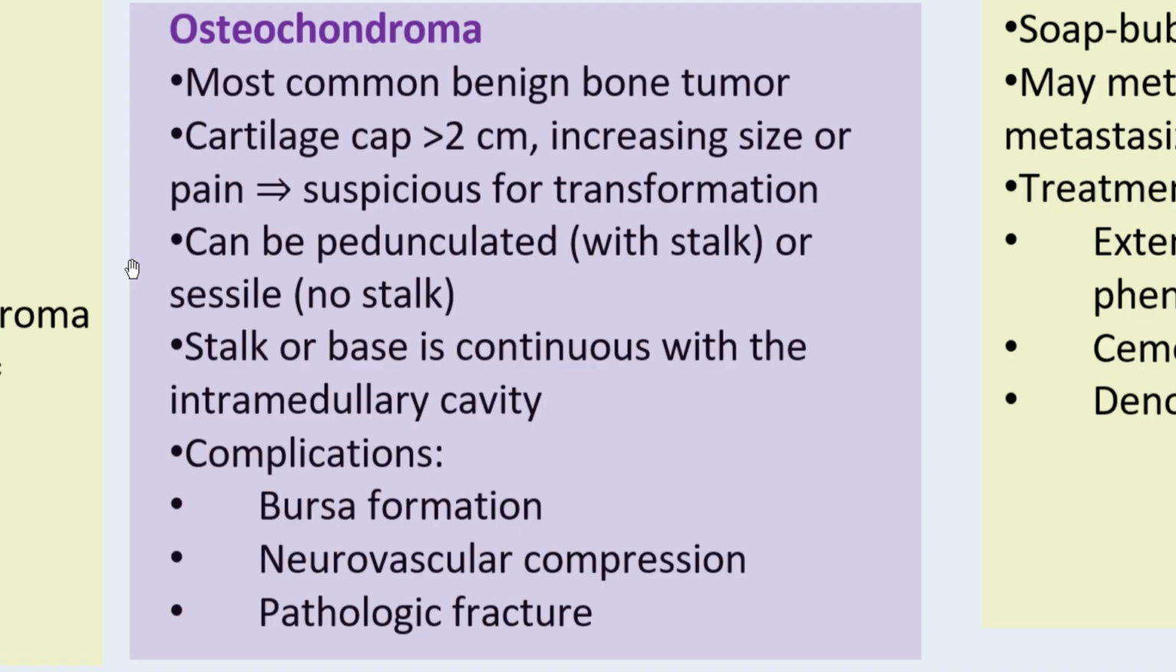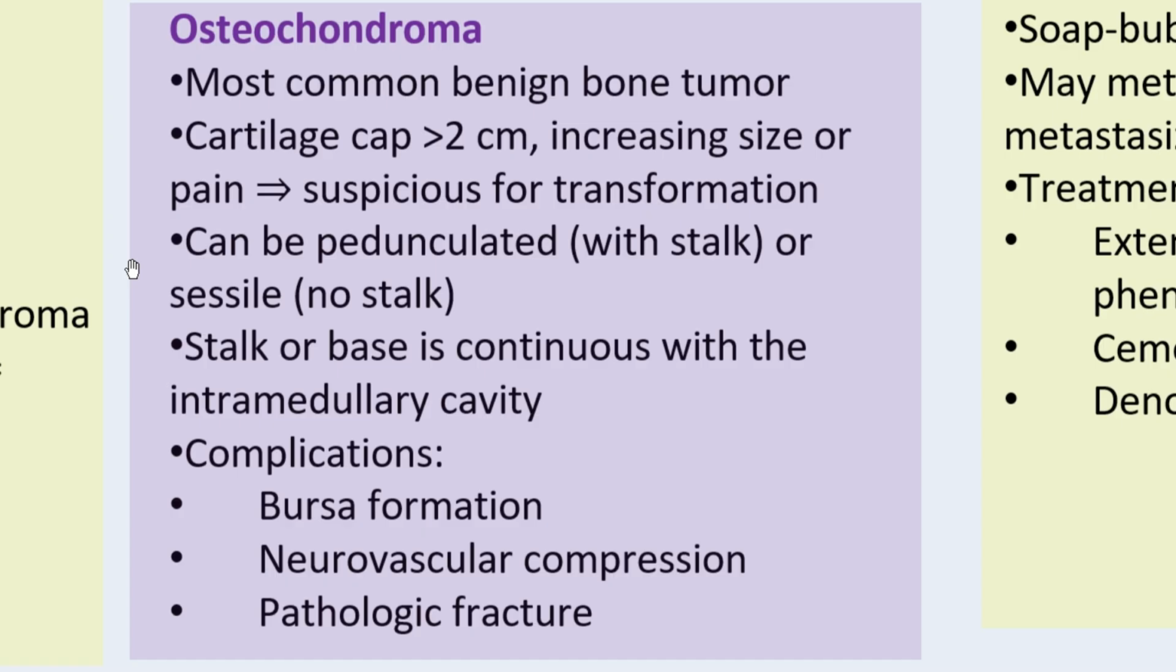And most of the time when it has a stalk, this stalk is coming from the intramedullary cavity. It's coming from inside the bone, pushing outwards like that. Because this osteochondroma occurs near joints, where we have cartilage, it's going to occur during the period when we have bone formation, around the metaphysis, so near the joint. So what happens is that it can cause a lot of things here.